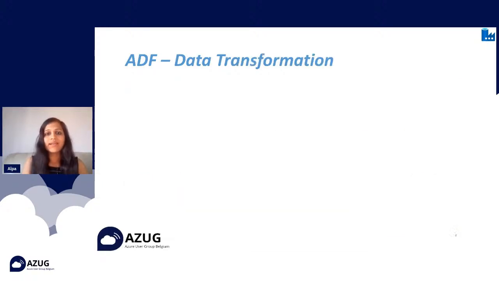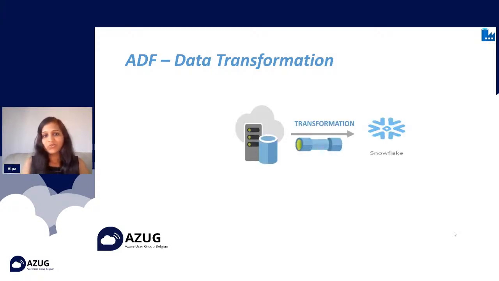Let's move into data transformation. In ADF, you can do data transformation using mapping data flow. Mapping data flow uses Azure Databricks, so behind the scenes it uses a Spark cluster. Without writing any code in Scala, Java, or Python, you can still use the same features using mapping data flow. It's like no code. So let's see what you can do here.